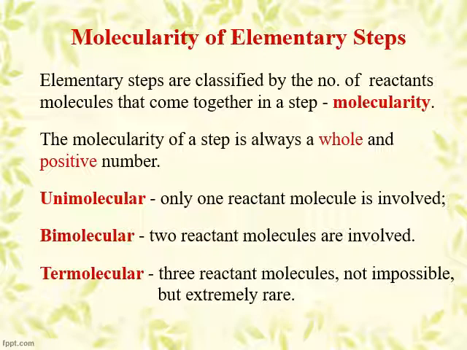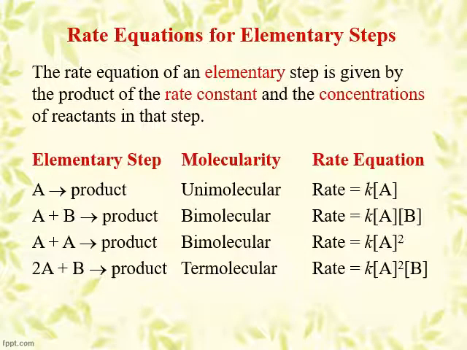Unimolecular means only one reactant molecule is involved. Bimolecular means only two reactant molecules are involved. Termolecular means three reactant molecules, which is not impossible but extremely rare, like I discussed in the earlier lecture. The rate equation for an elementary step is given by the product of the rate constant and the concentrations of the reactants in that particular step.